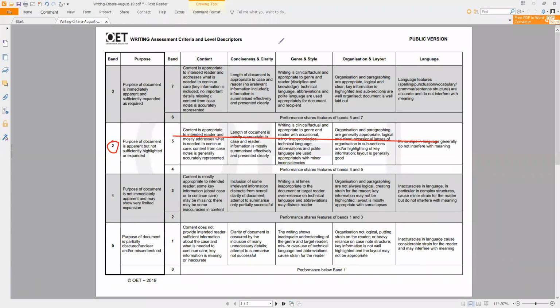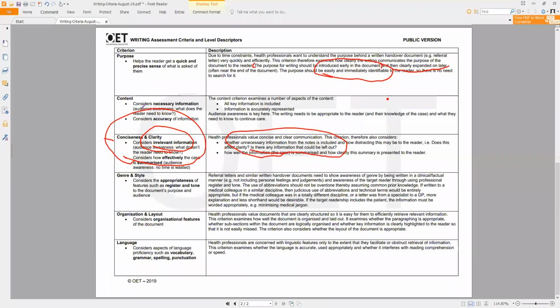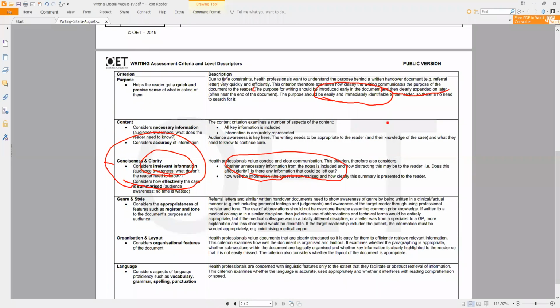So we've got the five previous bands. They've just been renamed, and the new one is purpose. They've basically said, due to time constraints... So what they have said, and if you watch videos by Rebecca from official OET, and Steve and other people, they'll say the same thing.